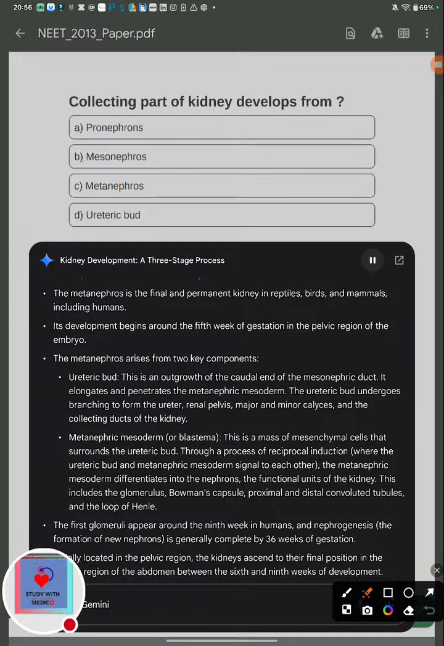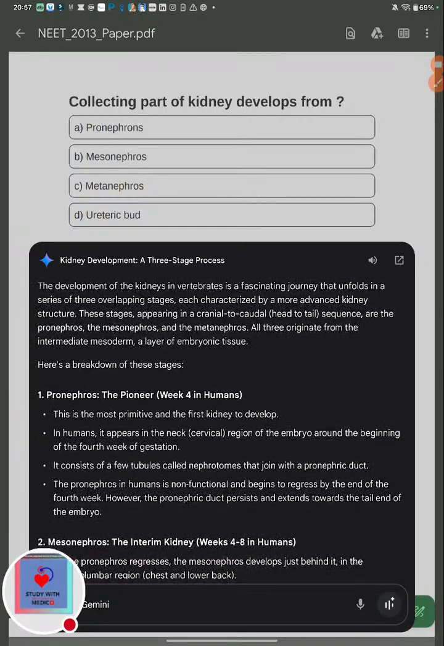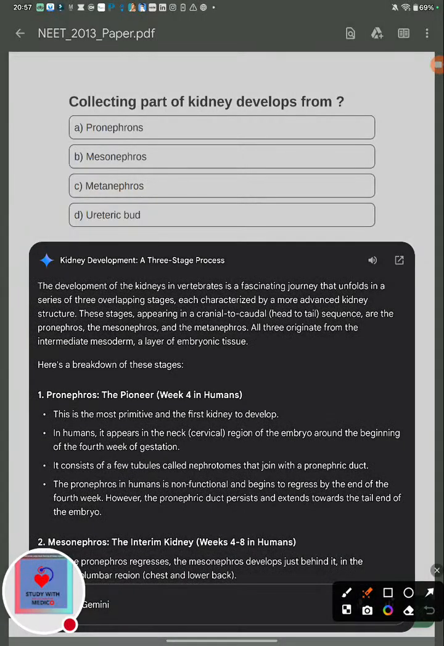In summary, kidney development is a complex process involving the sequential formation and regression of three distinct kidney systems. The metanephros, arising from the interaction of the ureteric bud and the metanephric mesoderm, ultimately develops into the permanent, fully functional kidney. Okay, so this is the complete detailed description of the development of kidneys, embryological development.